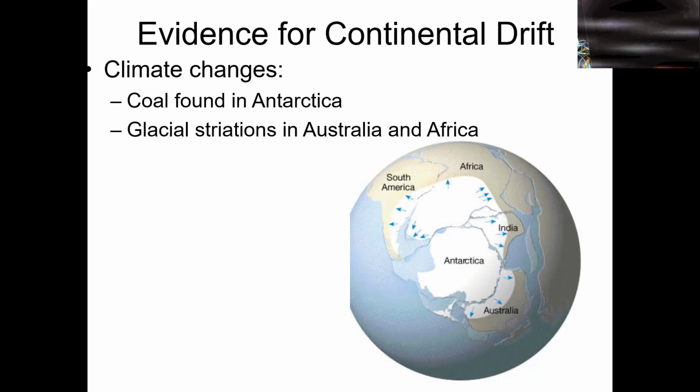So this is all Alfred Wegener found. He found all of this stuff. The continents match. The fossils, the rocks, and the mountains match. And the climates don't make sense where they are now compared to what they used to be.